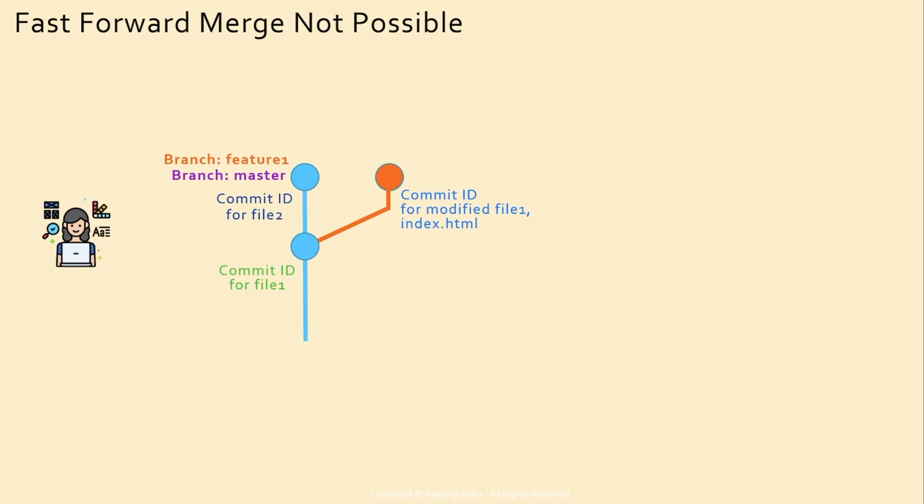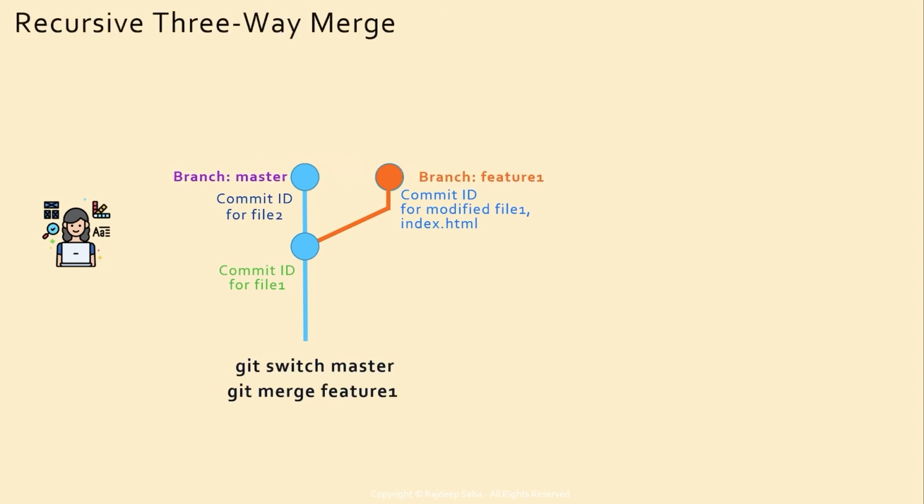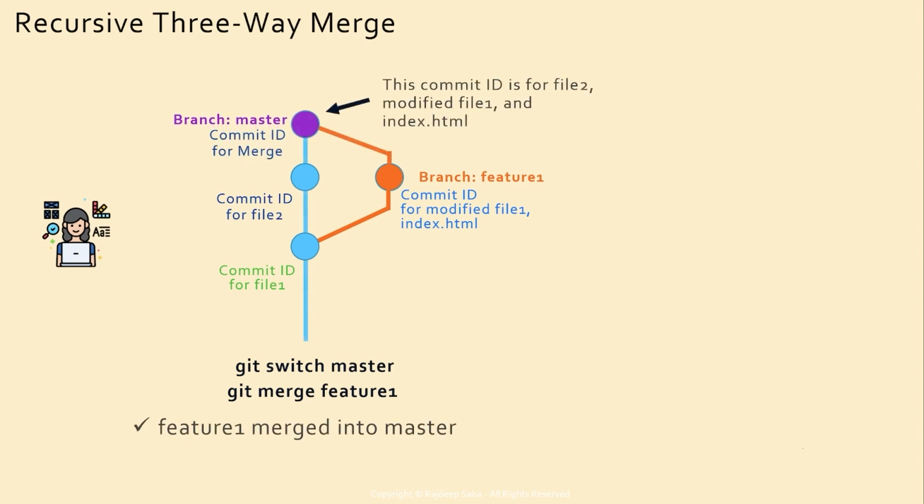So to solve it, we do a recursive three-way merge. We run git switch master, and then we run git merge feature 1, and what that does is combine the commit ID for file 2 and the commit ID for modified file 1 and index.html, and create a new commit ID for this merge. It is named three-way merge because Git uses 3 commits to generate this merge commit ID: the 2 branch tips and their common ancestor. Sometimes it is called recursive merge, sometimes three-way merge, but don't get confused, they are the same thing.